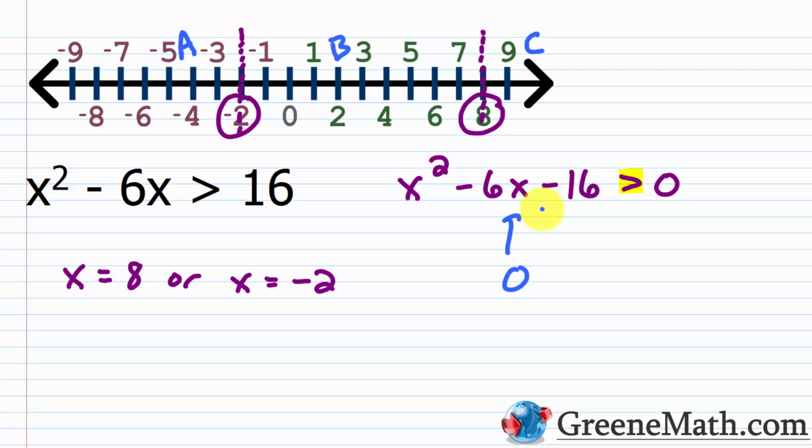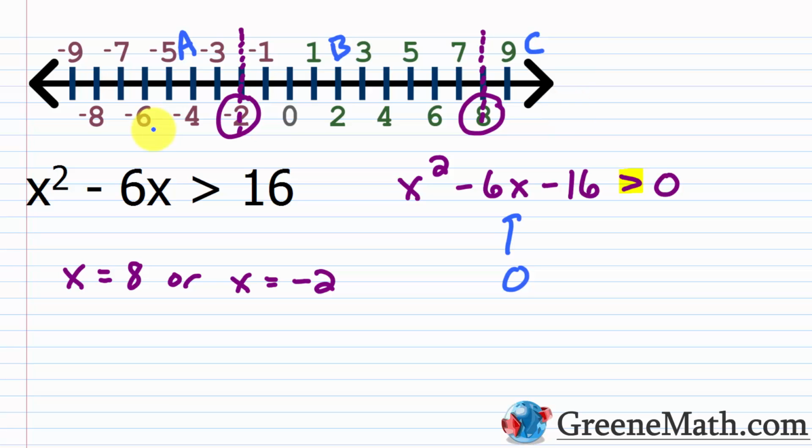So this means that if a number in the interval that we test, so if a number in interval A, or a number in interval B, or a number in interval C, satisfies the inequality, then every number in that interval will satisfy the inequality. The reverse is true. If a number in that interval does not satisfy the inequality, then no number in that interval will satisfy the inequality.